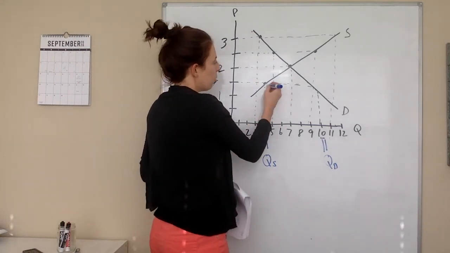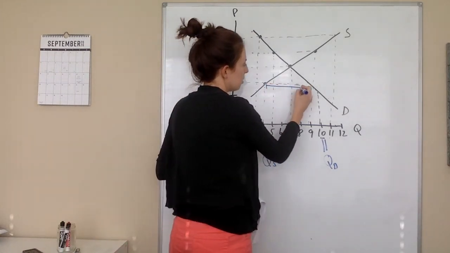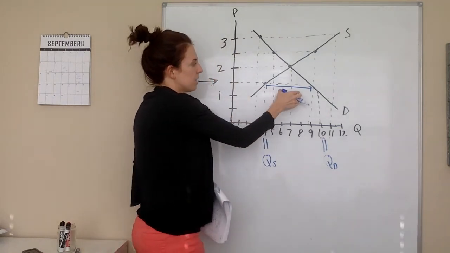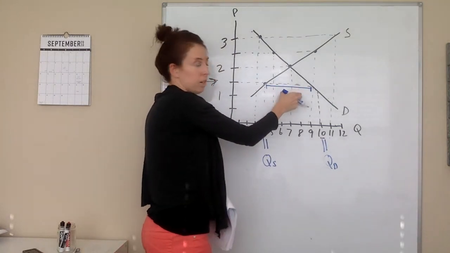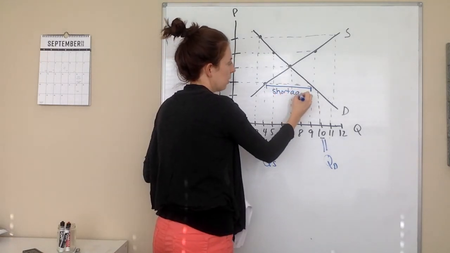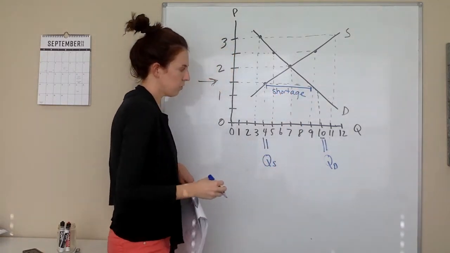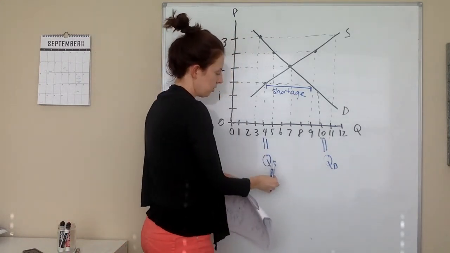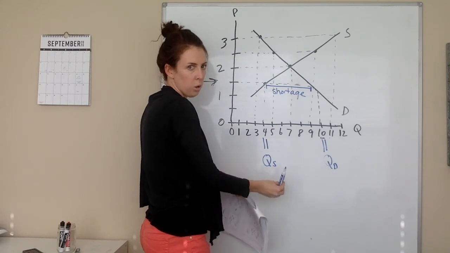So now the horizontal distance between the supply and the demand is going to indicate the number of units that we're short in the market. So this is going to be the extent of the shortage. And specifically here, we're going to have a shortage of 6 units because 10 people want an ice cream cone. There's only 4 being offered, so we're short 6 units.